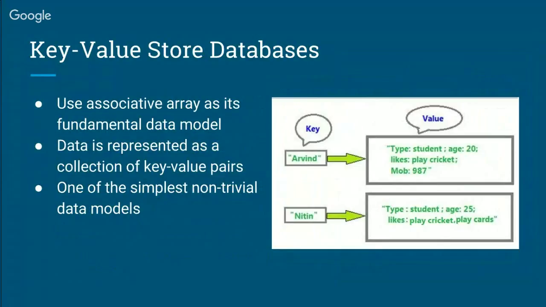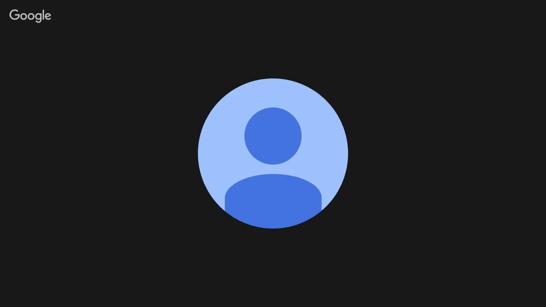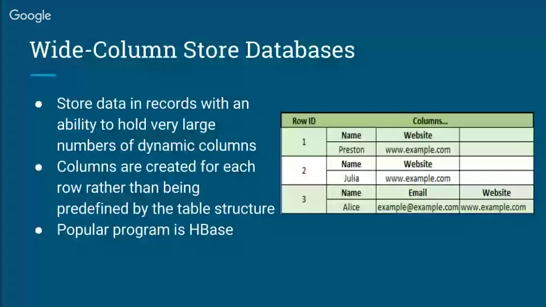Wide column stored databases. These databases store data and records with an ability to hold very large numbers of dynamic columns. Columns are created for each row rather than being predefined by the table structure. A popular wide column stored database is HBase.